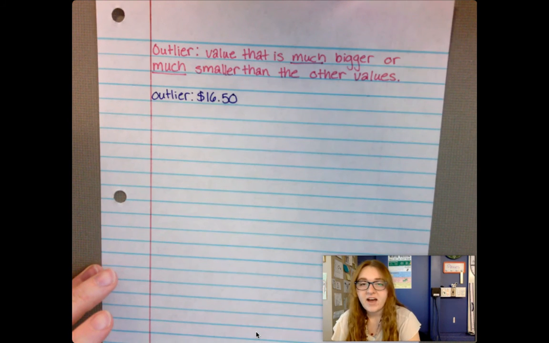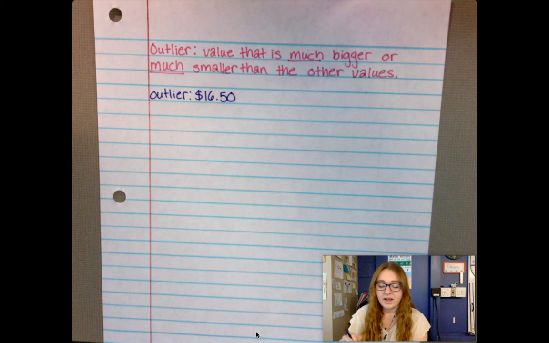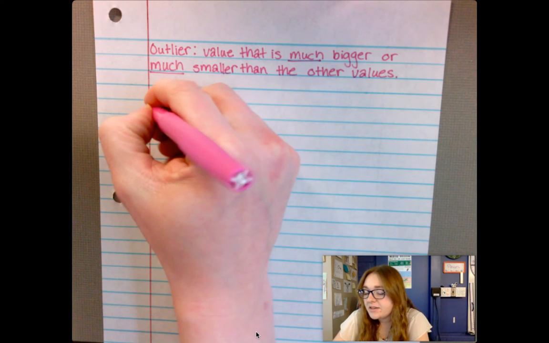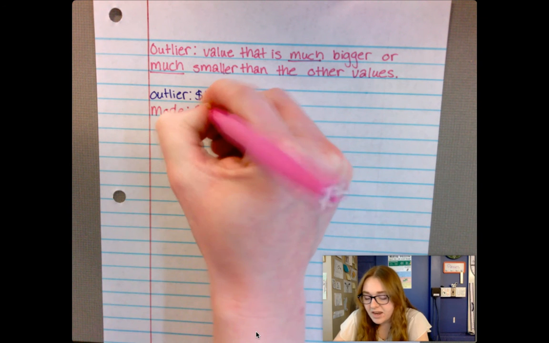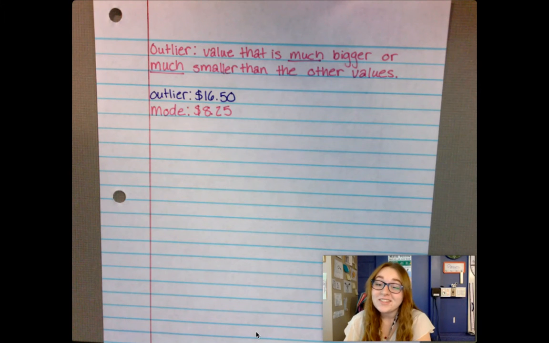And now I'm wondering, what would our mean, median, and mode look like if we took out this outlier? I think that what we're going to find is something that is more representative of the data without that much larger value. So we're going to find the mean, median, and mode again without the outlier this time. So our mode is going to stay the same, because $16.50 had nothing to do with our mode. It did not repeat. So our mode is still that $8.25 that repeated. I still don't think this is a great representation because it's still the smallest value in our data set.